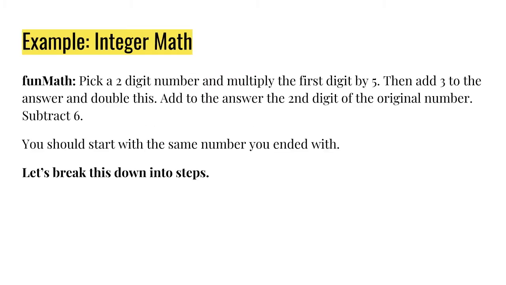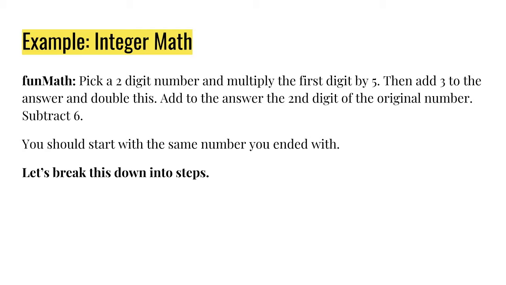So let's get into some examples now that I've talked to you about what you can do with different kinds of data. Let me show you. So here we have a pretty fun problem. We're going to pick a two-digit number, multiply the first digit by 5, add 3 to the answer and double it, then add to the answer the second digit of the original number and subtract 6. And we should get the same number at the end that we started with. That's how we'll know we did it right.